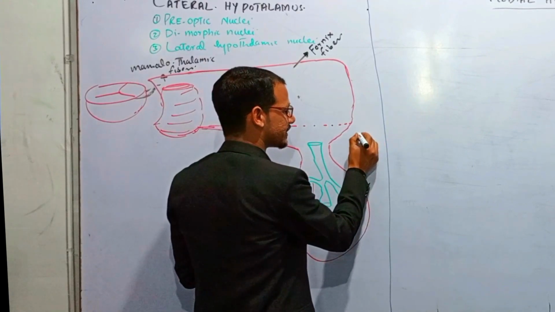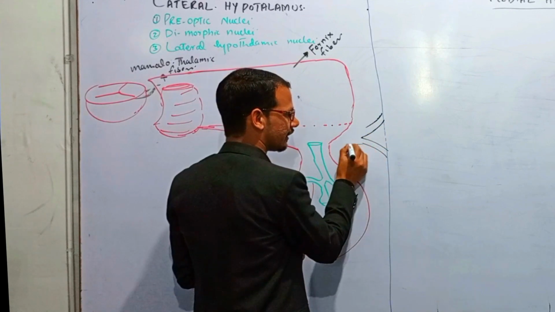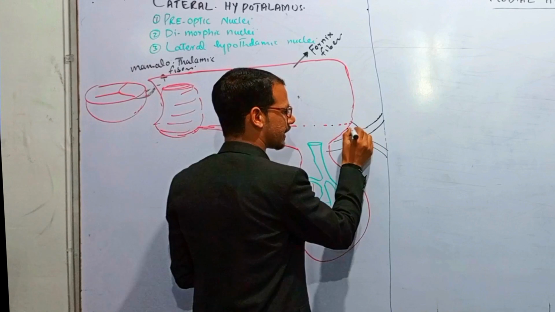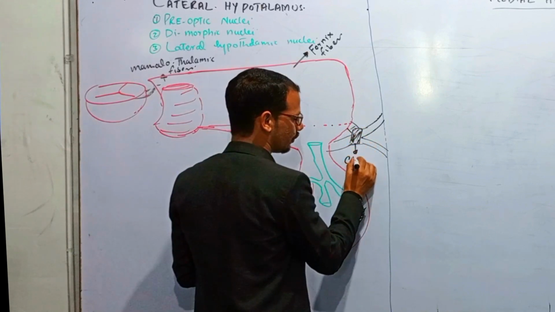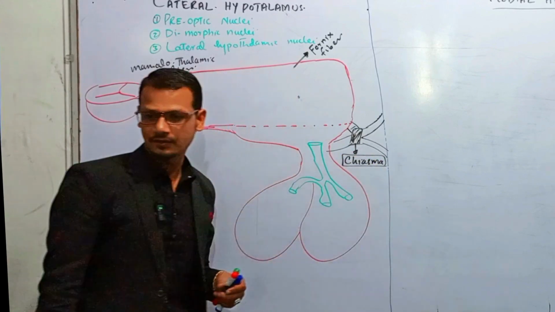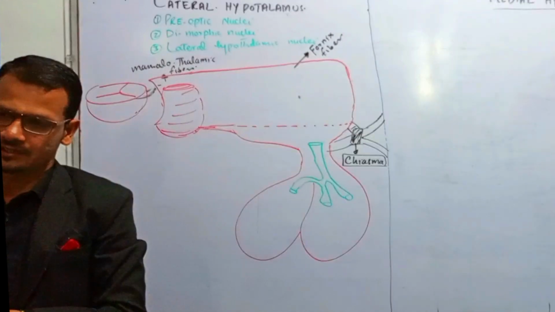The chiasma is present here. This is the optic nerve, this is also the optic nerve, and this is the chiasma. I hope you will know this chiasma. What is the chiasma? The chiasma is the combination of the optic nerves in front of the hypothalamus.